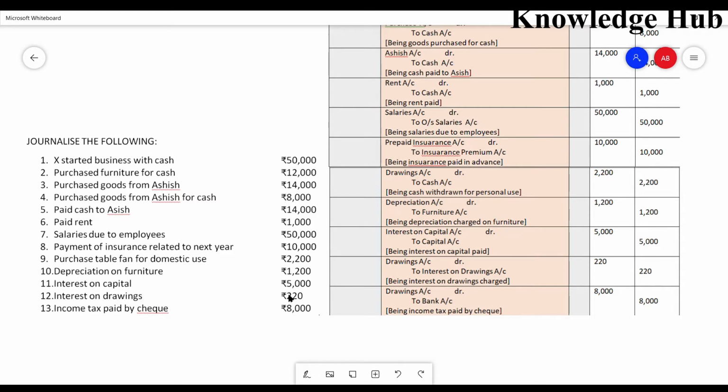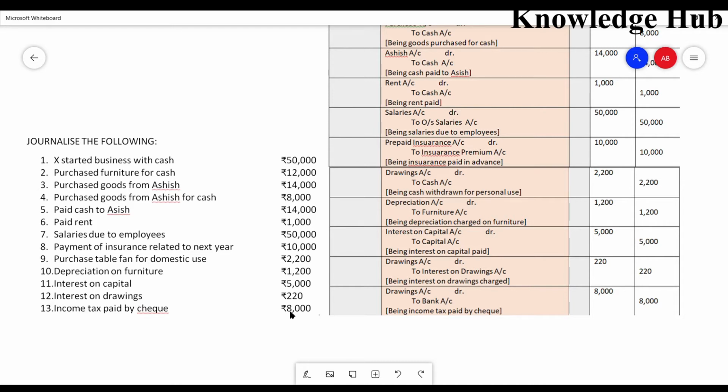Interest on capital for rupees 5,000. Now, the interest on capital is to be provided by the business to its proprietor. This is an expense on the part of the business. So, any expense should be debited. So, interest on capital account debit to capital account. This increases the liability of the business. So, the capital account is credited for an amount of 5,000. Being interest on capital paid. Let's move on to the next transaction.